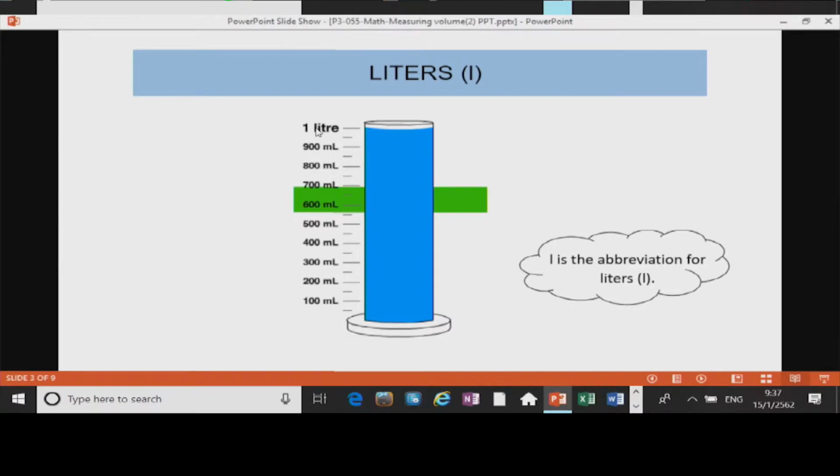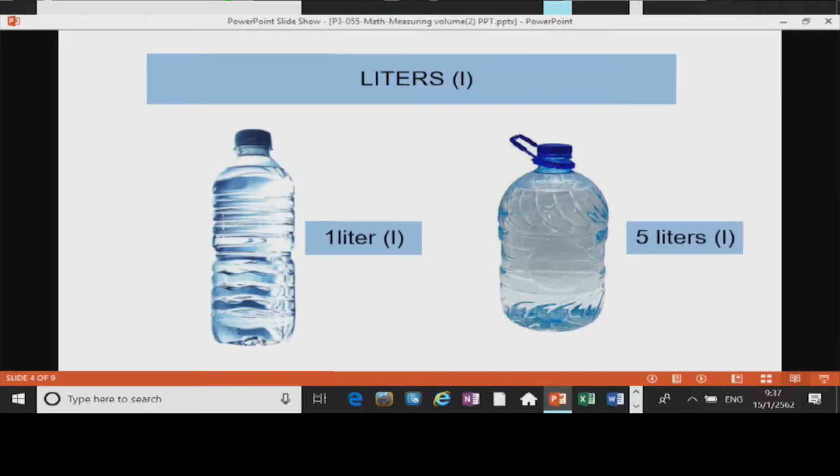Or 1000 milliliters. How many of the 1 liter bottle will go into the 5 liter bottle? How many 1 liter bottles will you need to fill the 5 liter bottle? 5 liters. Exactly. 1 liter times 5 is 5 liters. So we'd need 5 of these bottles to fill this bottle. You see, because 1 liter and 5 liters.